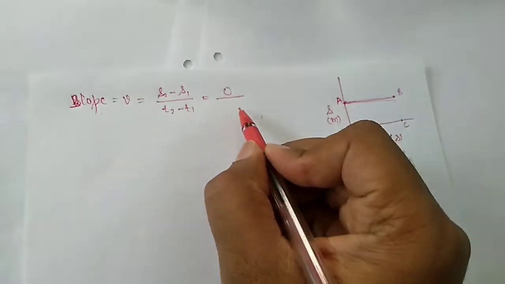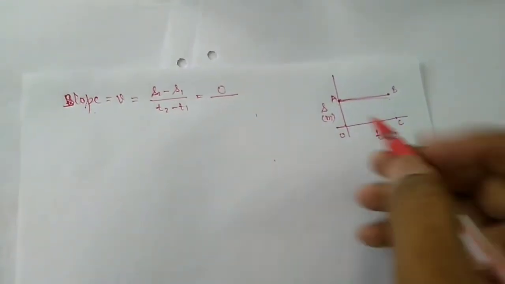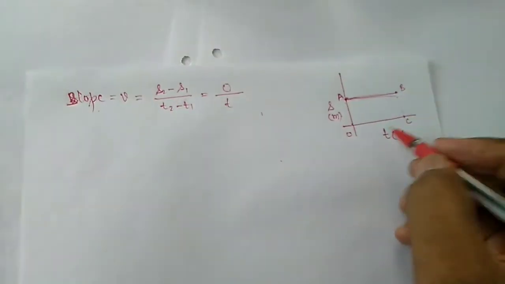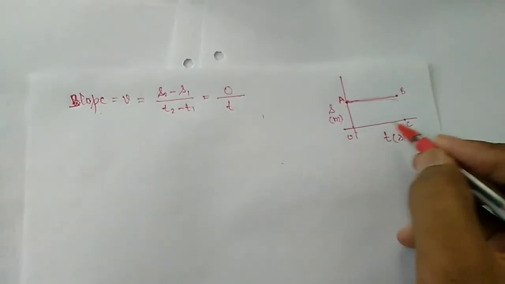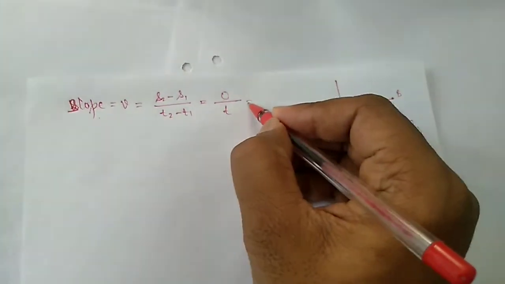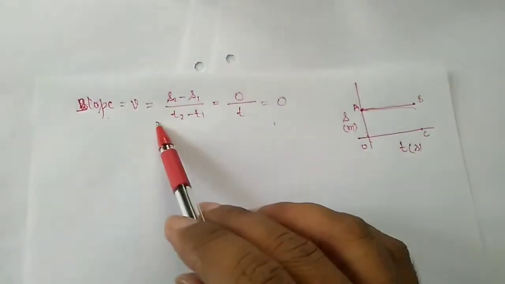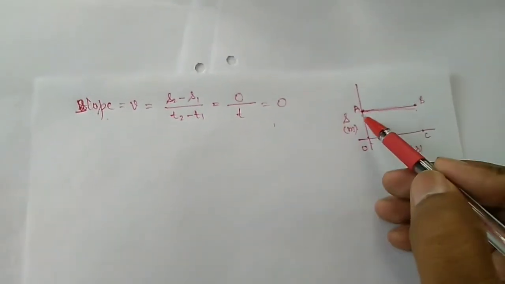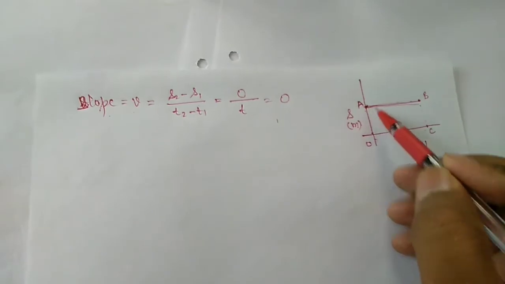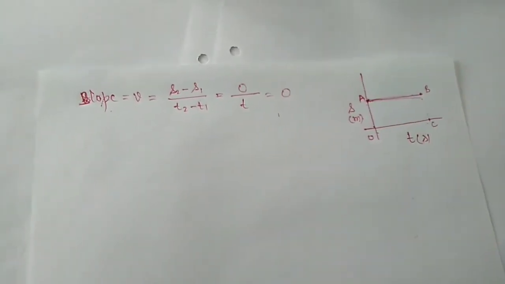It will give 0 value, and for change in time, suppose time t is calculated from O to C. So what will you get? 0. It means the person is having velocity 0, and you can see here also displacement is 0, which means the person is not moving right now.